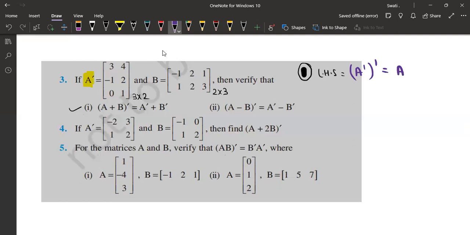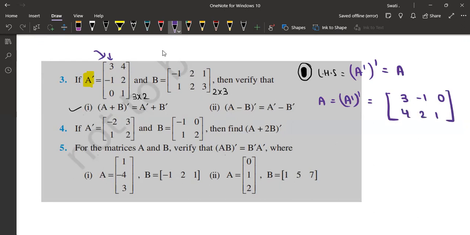Okay, so let's find out A by doing A transpose, and that is simply going to be, because it is already A transpose, if you find the transpose of this, the first column will become first row, that means 3, -1, 0, and second column will become second row, that is 4, 2, 1.